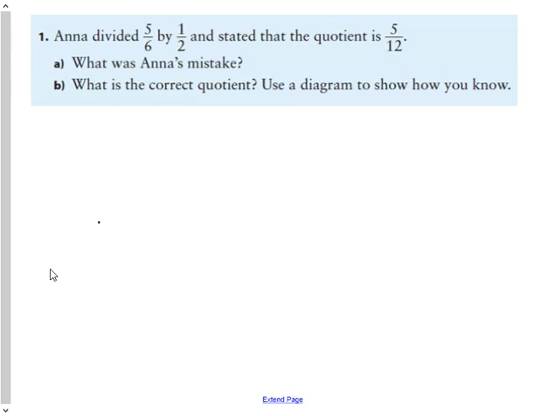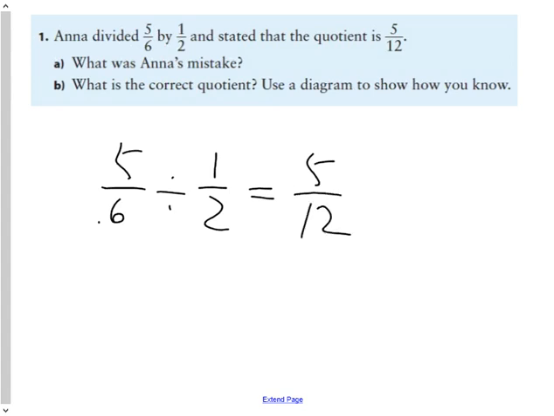Okay, this is section 6.5 of MathLinks 8. Today's date is November 5th, 2021, and we're going over some of the questions we had assigned for how to divide fractions. Now the first question says Anna divided 5/6 by a half, and she said the answer is 5/12. What mistake did she make?